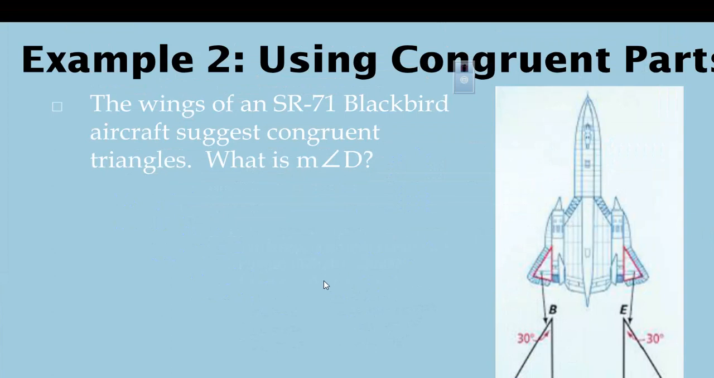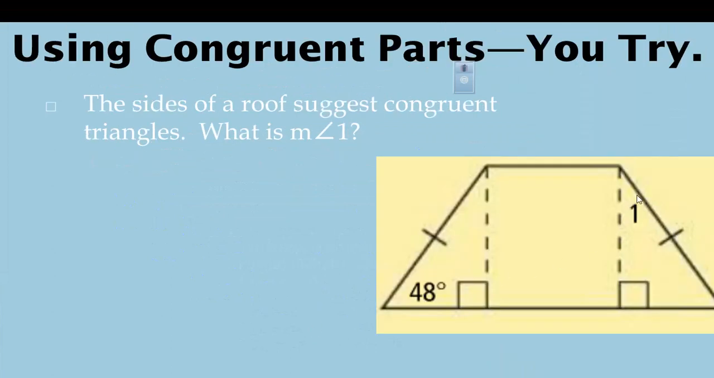All right, so I want you guys now to try this part. Find the measure of angle 1. The sides of this roof suggest congruent triangles. When they say suggest congruent triangles, that means they are congruent triangles. So what is the measure of angle 1? Pause the video now, come back and check it when you're done.